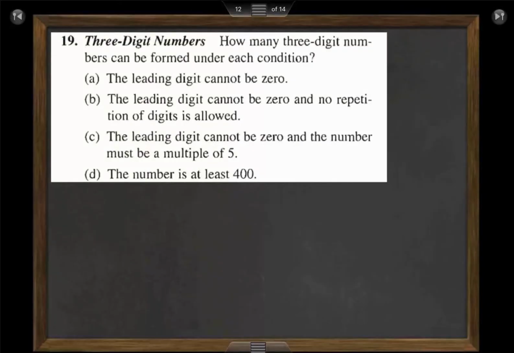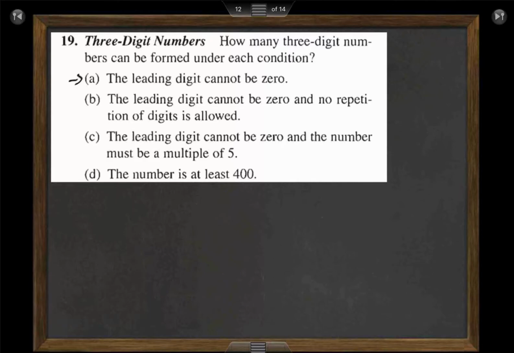Your question is about C, but let's see what the rest of the problem is talking about. It says how many three-digit numbers can be formed under each condition. For this first one, the leading digit cannot be zero. Okay, so let's think about all the different types of digits.